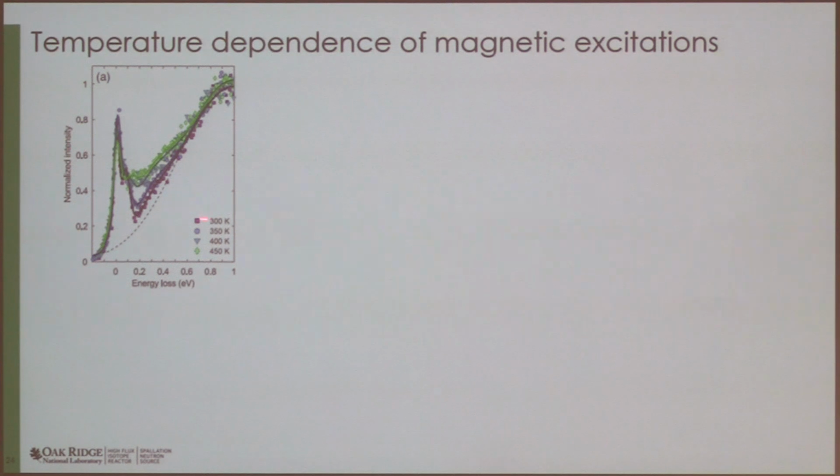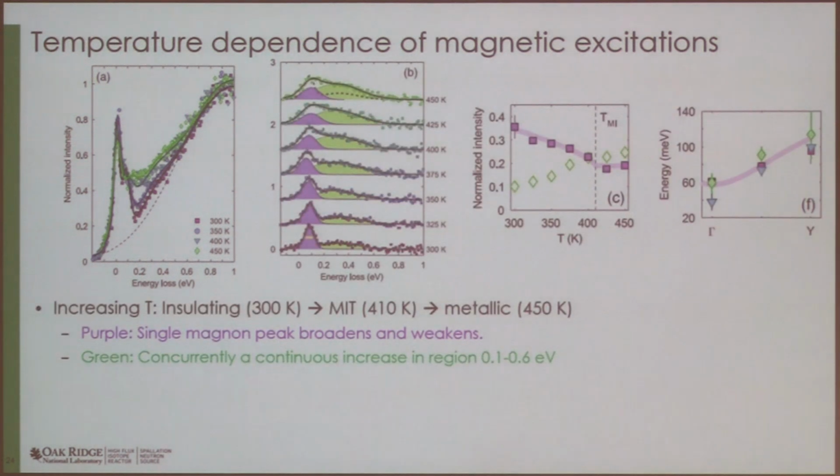Now if we increase the temperature from 300 K to 450 Kelvin, to the non-magnetic metallic state, you can see there's a clear change in the intensity of the scattering. If we want to try and understand what's happening here, we can fit the data to the magnon peak against some extra scattering that we see here in the green. The magnon peak behaves as you'd expect. It decreases in intensity until you get to the transition, and then it flattens off. But this other excitation starts to increase.